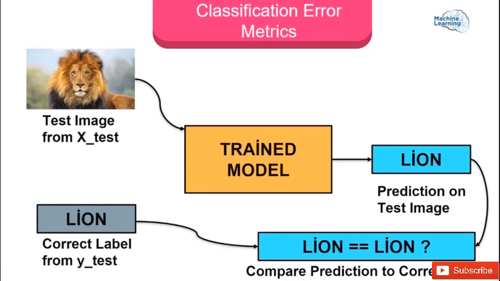And then what we do is we compare the prediction to the correct label. So this lion equals lion, and it's correct in this case. But maybe it guessed this image was a tiger. And in this case, this comparison with the correct label would be wrong. And these are actually just two cases. Of course, you're either right or you're wrong, correct or incorrect.